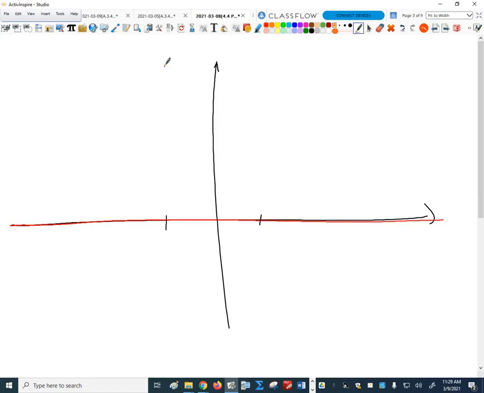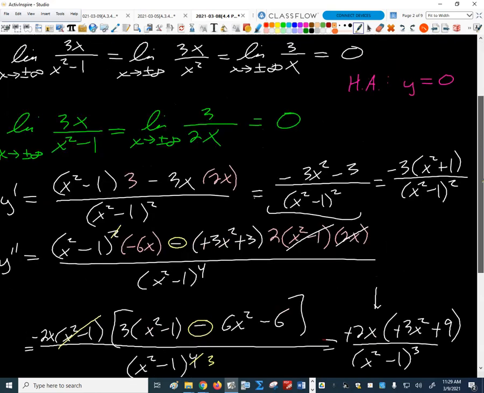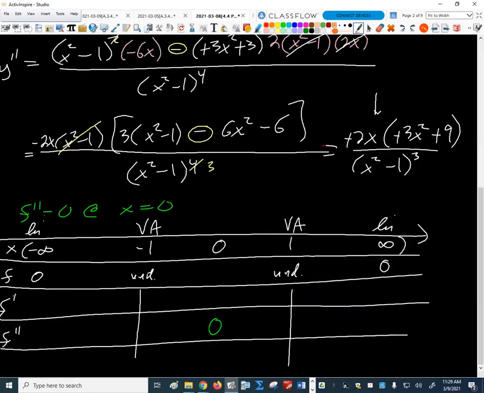There's my horizontal asymptote. There's a vertical asymptote, right? A lot of asymptotes. What do we need to do? Where do we need to pick some test points? What do you think, Andy? Where should I pick some test points?